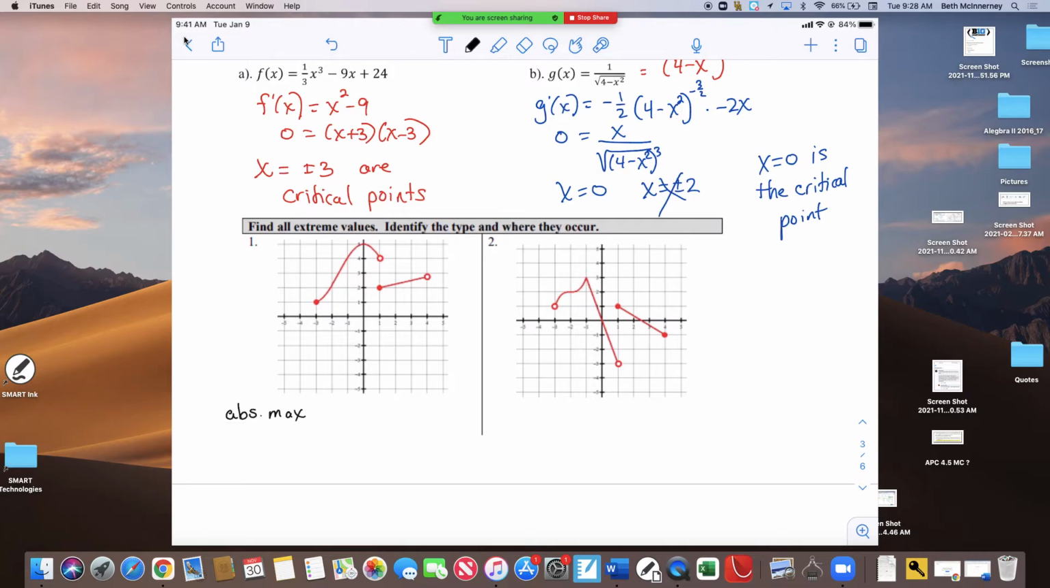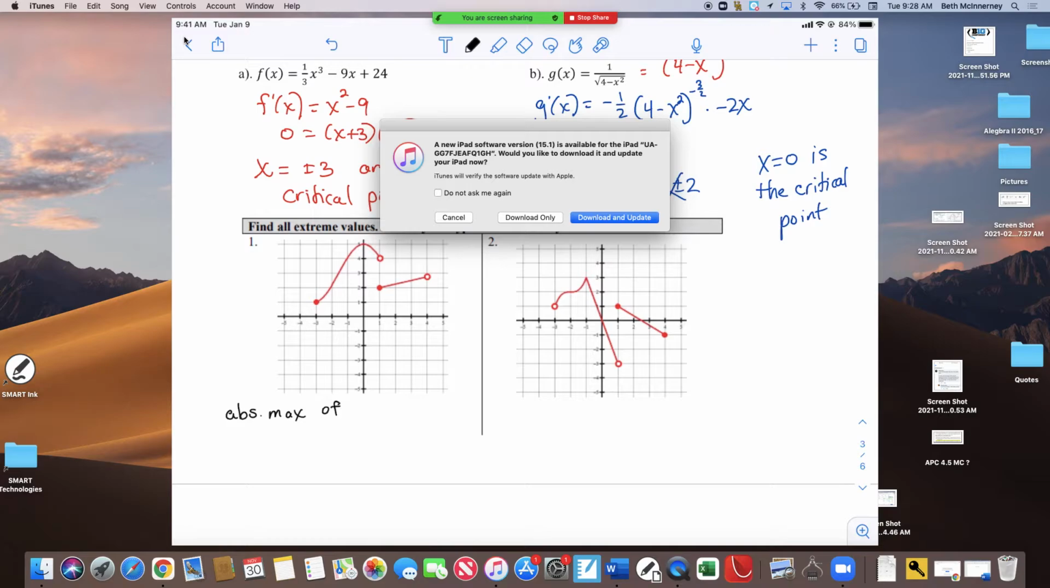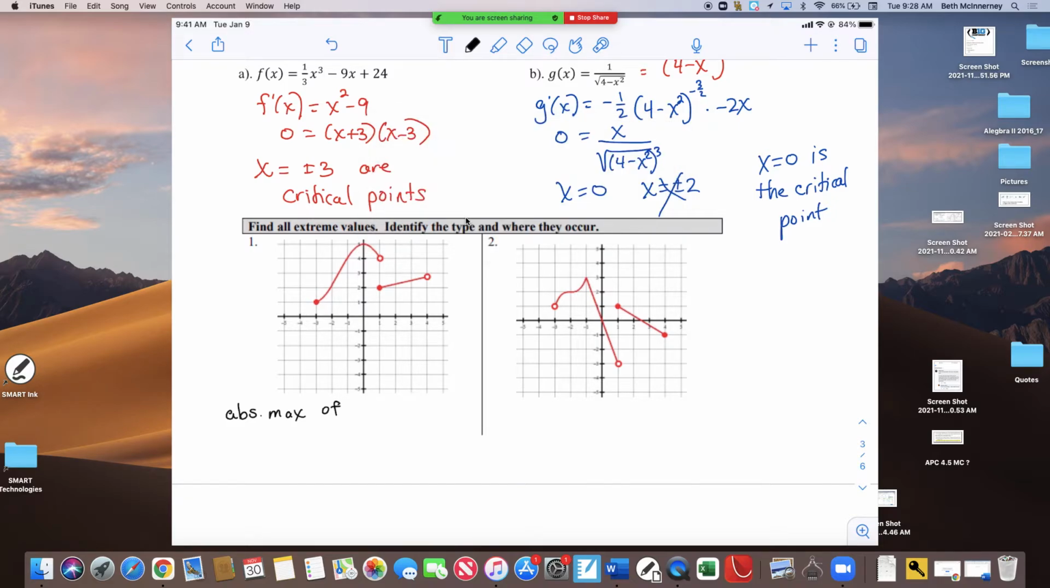There we go. Okay, so there's an absolute max of... What's the absolute max on this graph? 5, and it occurs at x is 0. So that's how we write these. There is an absolute minimum of 1, and that occurs at x is -3.